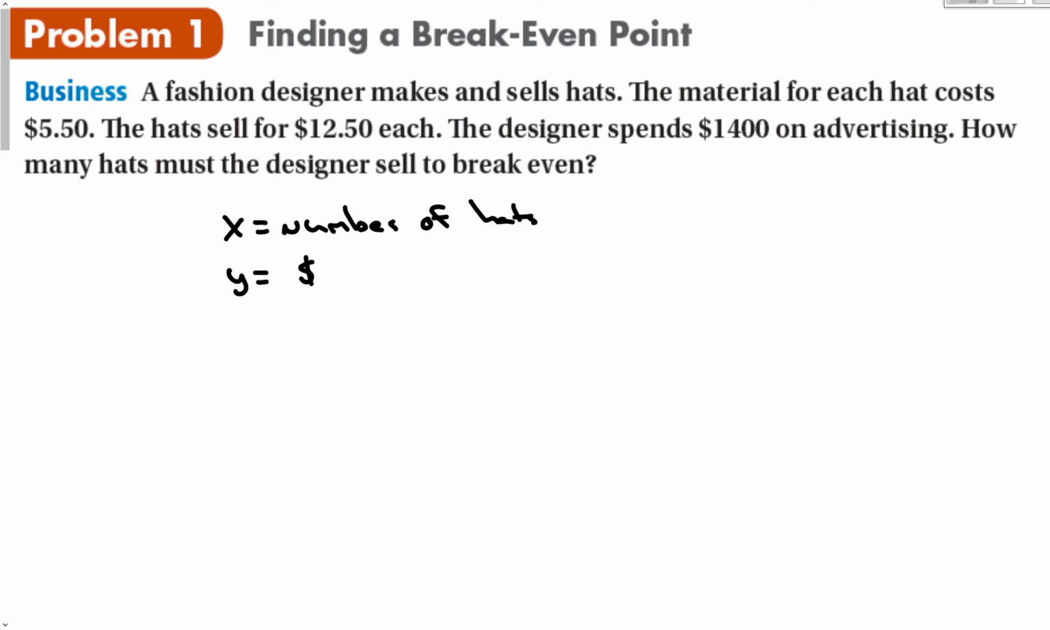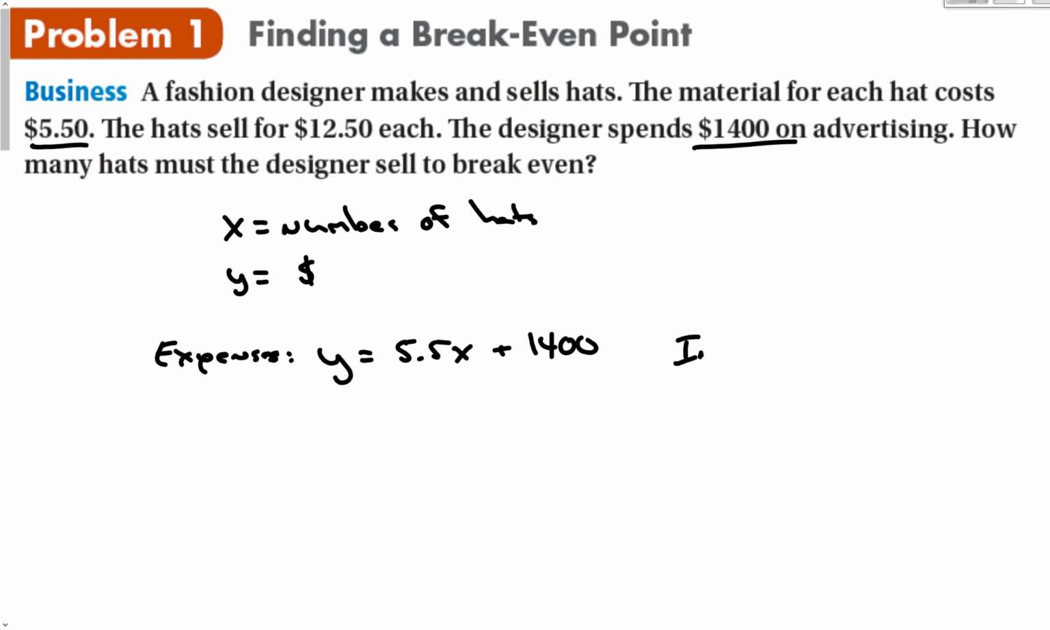Okay, so now let's write our two equations. One first for my expenses. Well, how much does it cost to make these hats? Well, y dollars is going to equal, let's see, the material for each hat costs $5.50. So this person is going to be spending $5.50 times the number of hats they make, plus the fixed cost of $1,400 that they spend on advertising.